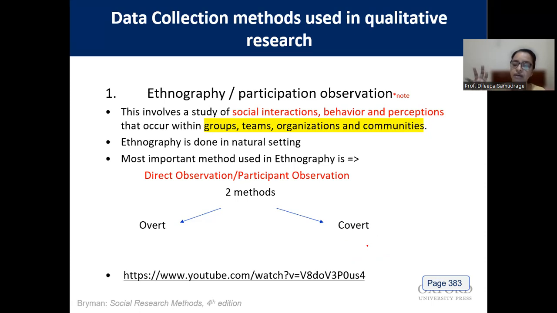So he is a researcher but he is covert, right? Secretly he observed what is happening there. Okay, so those are the main points under ethnography. You do ethnographic studies when you don't know what is happening in the research setting, so areas which are under-researched, right?